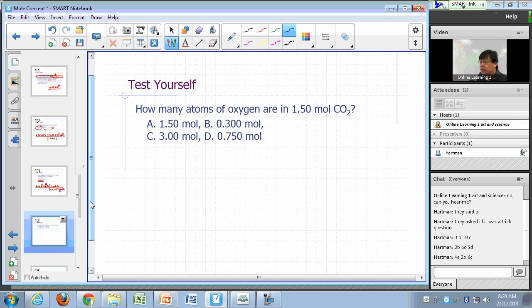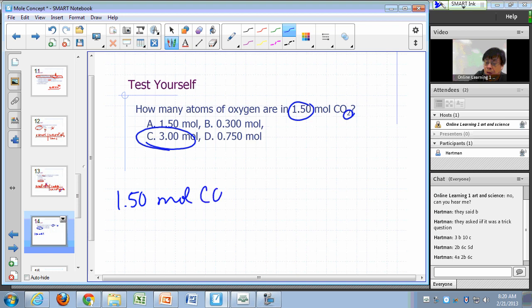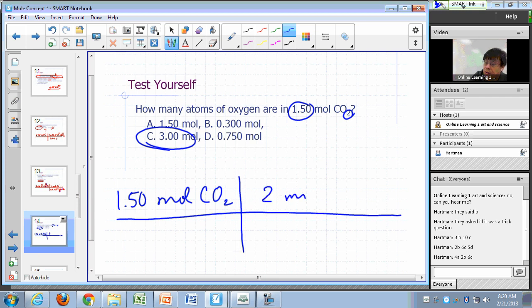So we have an answer. C. Okay, good. 1.5 times 2. All right, so 1.5 times 2 gives you 3. If you want to work it out, if you want to show your work, then you can say 1.50 mole CO2 times 2 moles of oxygen in 1 mole of CO2. So moles of CO2 cancels out. Okay, so that's 3.00.